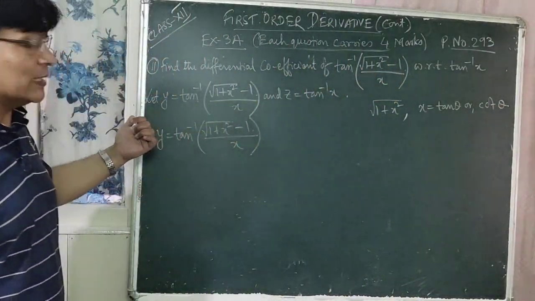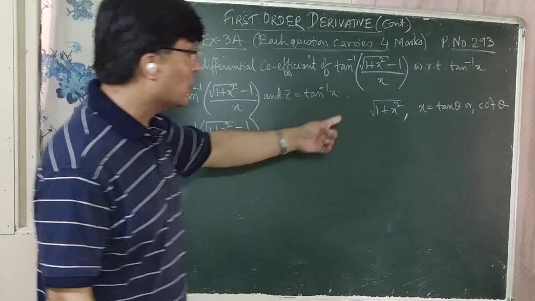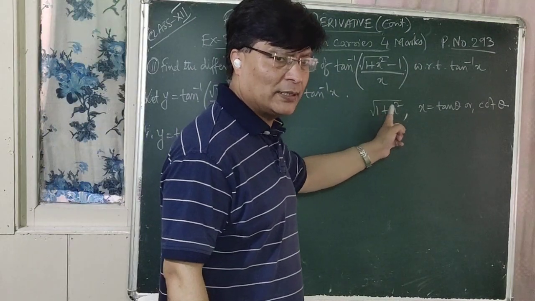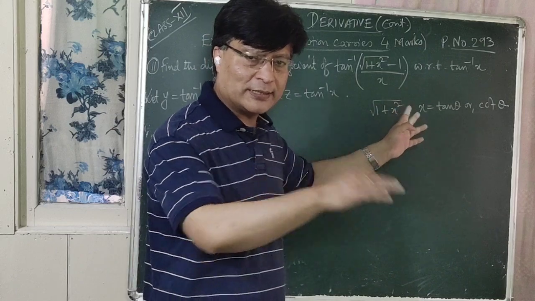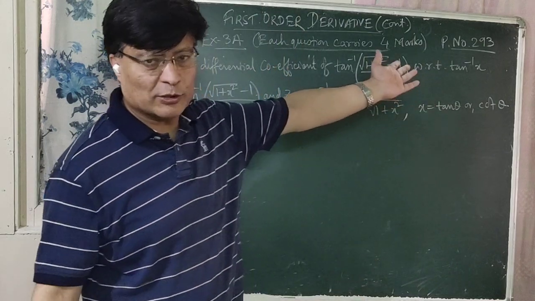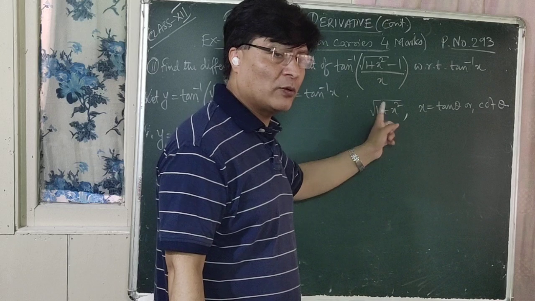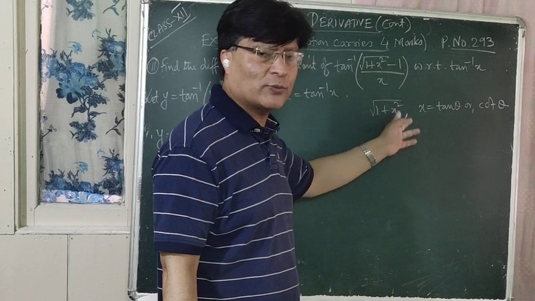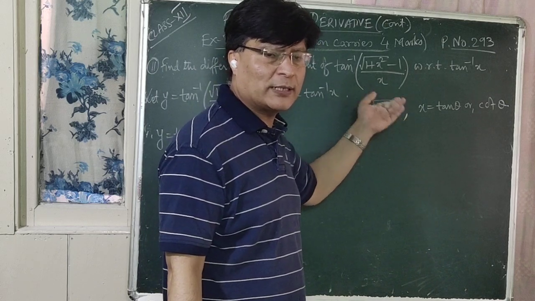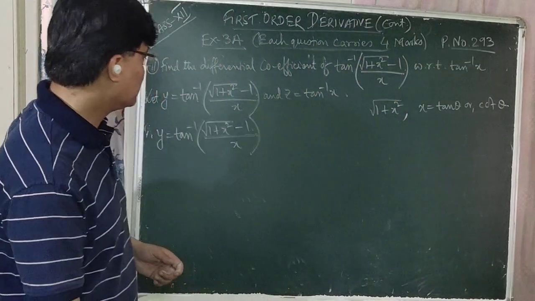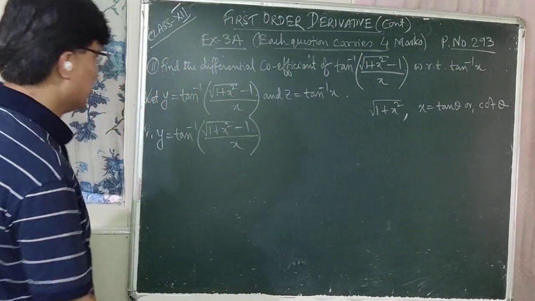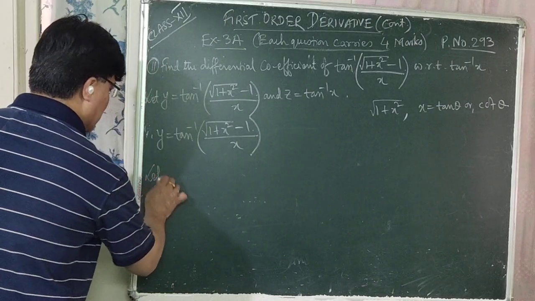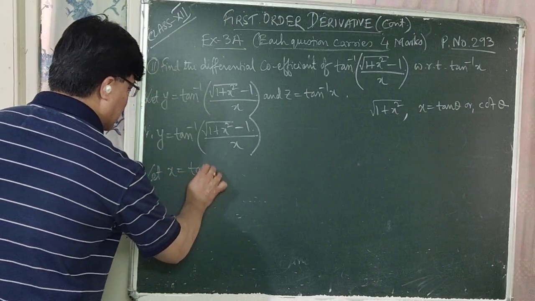So let us put here x is equal to tan theta. Why are you putting tan theta? Root over 1 plus tan square theta. 1 plus tan square theta, you know that it is sec square theta. What is root over sec square theta? It is sec theta. You may put cot theta also. If you put cot theta, 1 plus cot square theta, that is cosec square theta. What is root over cosec square theta? It is cosec theta. Is that clear? So let us put x is equal to tan theta. So let x is equal to tan theta.